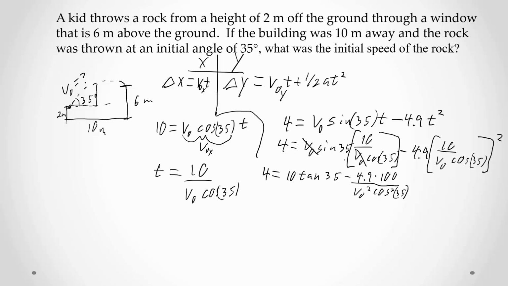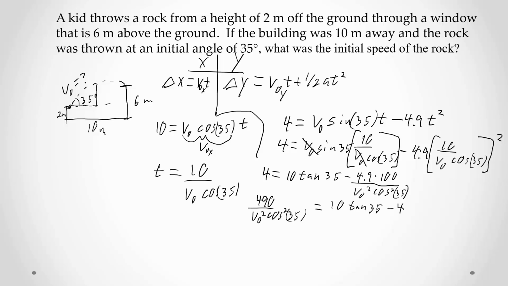So this isn't too bad. We just have a bit of algebra left to extract that initial velocity. So if I put this term over there and that over there, I'm going to end up with 100 times 4.9, so we might as well just make that 490, over v naught squared cosine squared 35 equals 10 tangent of 35 minus 4.